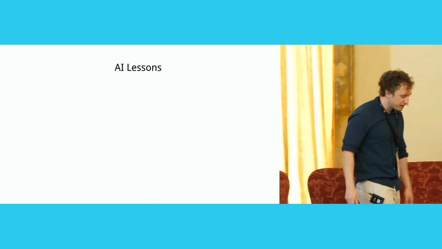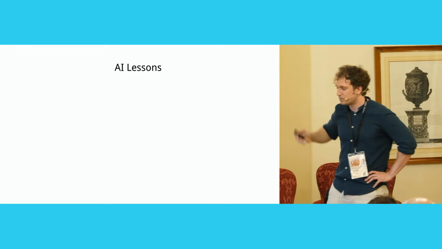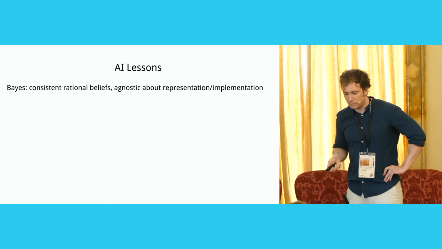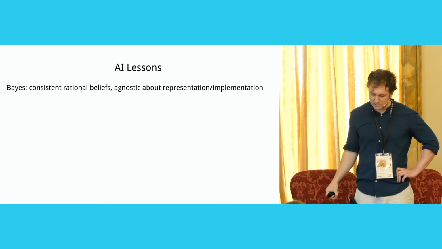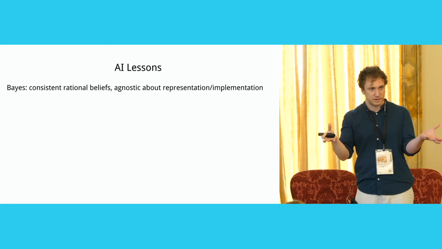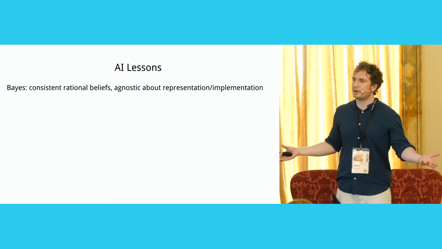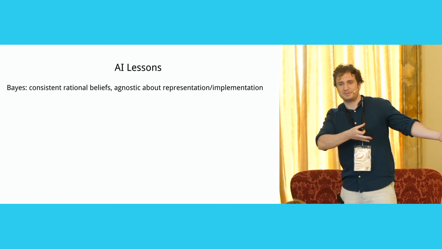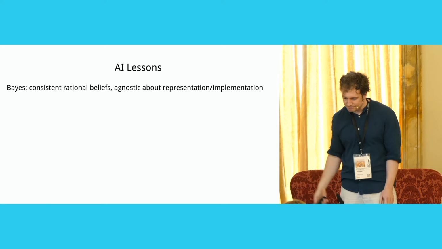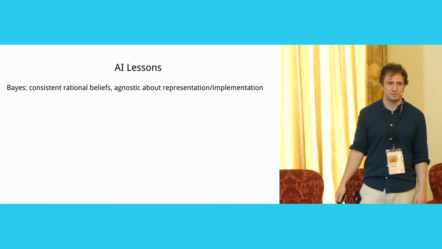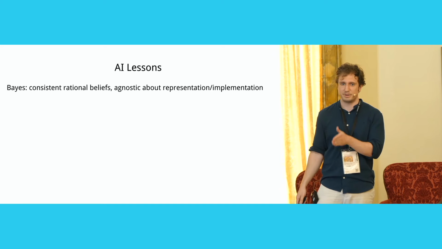So taking a step back, there's a collection of lessons for AI and also CogSci that I wanted to leave you with. One is a way of thinking about the connection between Bayes and large language models. Bayes gives you an algebra for belief, and the algebra gives you these consistent rational beliefs, but Bayes is agnostic about what you're believing about. It doesn't care what the representation is of your hypotheses. It also doesn't care how you do inference. It just says you should do Bayes' rule, and the more you approximate that, the better Bayesian you are.